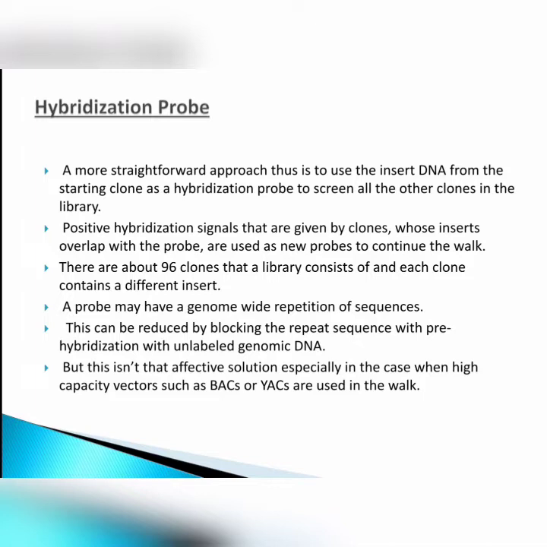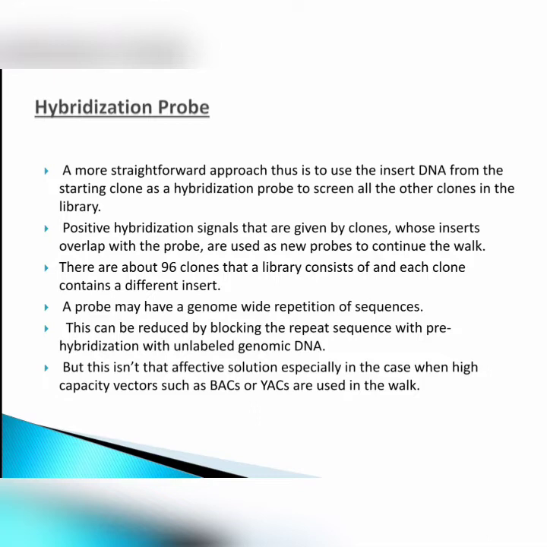A probe may have genome-wide repetition of sequences. This can be reduced by blocking the repeat sequences with pre-hybridization with unlabeled genomic DNA.